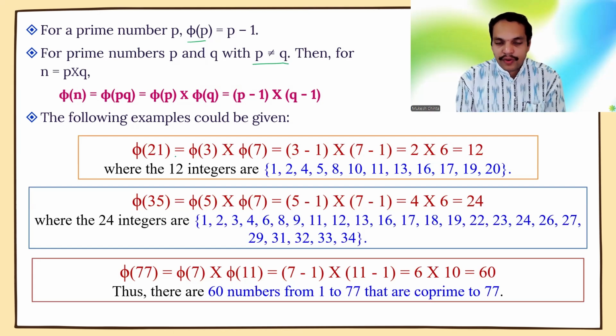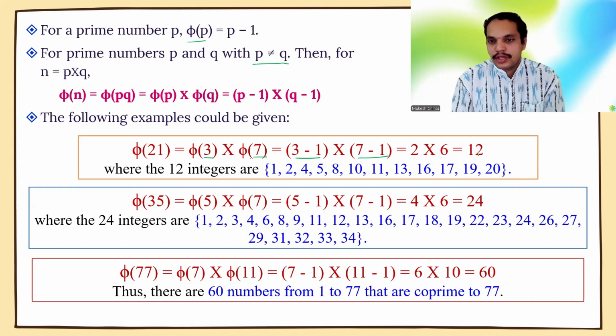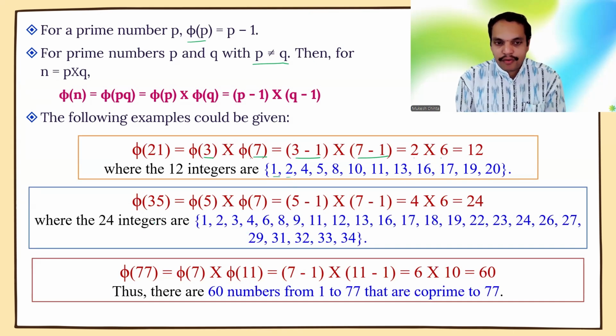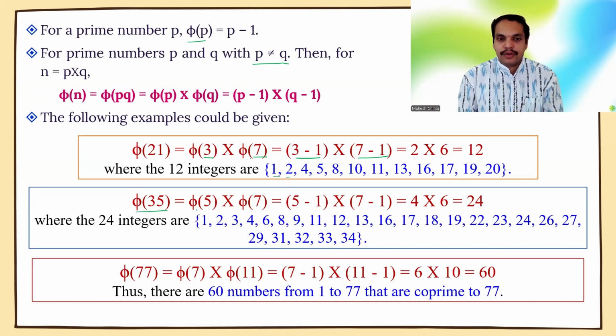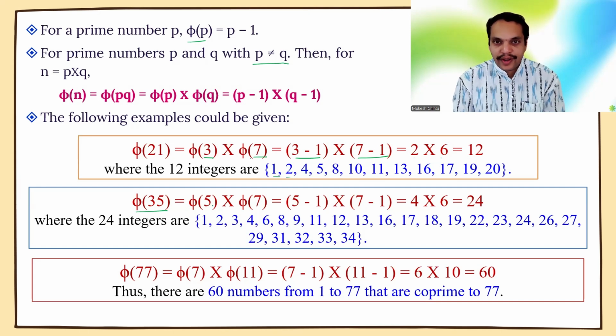So psi of 21 can be written as psi of 3 and psi of 7. This is a prime number, this is a prime number. So 3 minus 1 into 7 minus 1, which is 2 into 6, is equal to 12. So psi of 21 is equal to 12. That means there are 12 numbers between 1 and 21 that are co-prime to 21. You can see these are all the integers, 12 integers. Similarly, if I want you to find psi of 35, I can break it down into 5 into 7, which are both prime numbers.